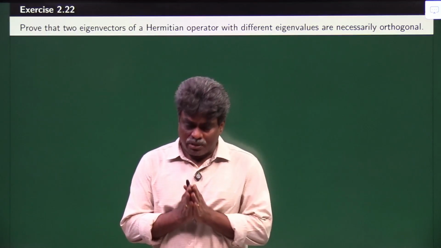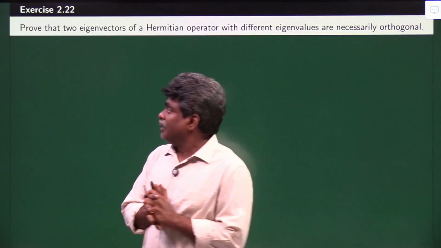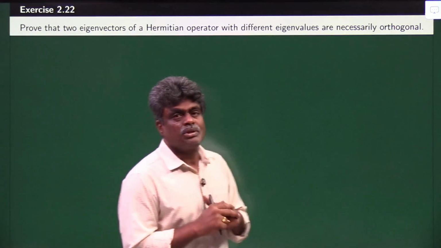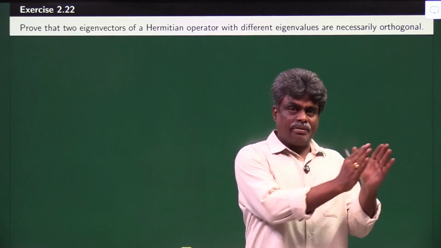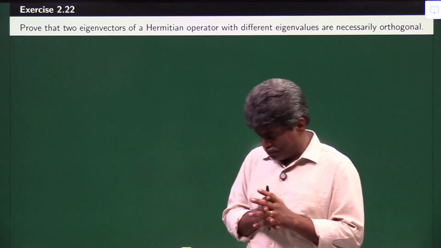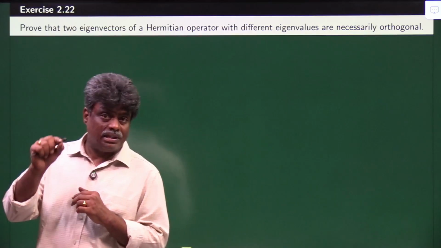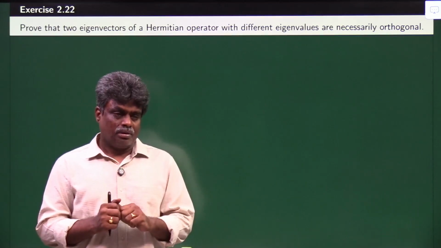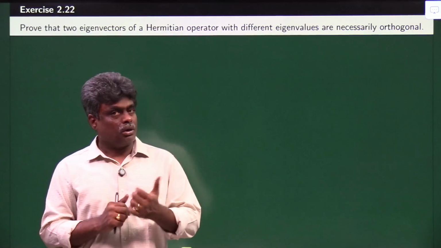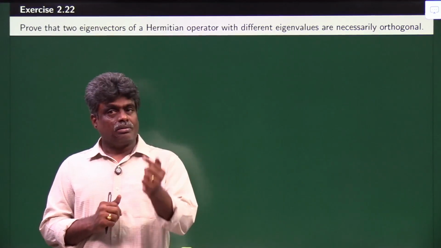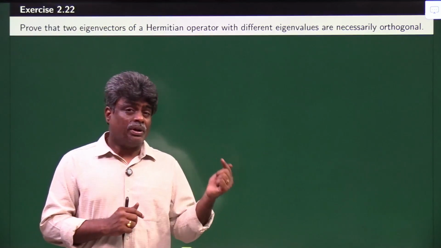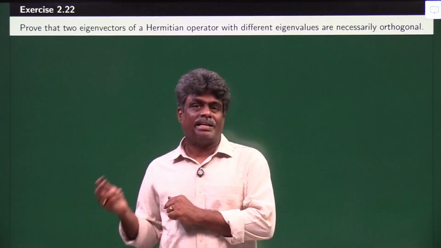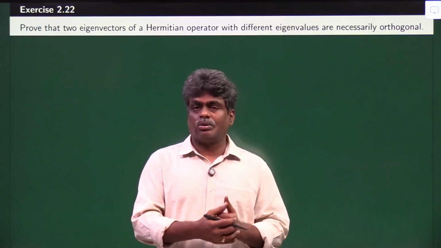So here we are solving the solutions of quantum computation, and this is the next problem. Here they have given one Hermitian operator, and it is having two eigenvectors, let us say psi1 and psi2, corresponding to two distinct eigenvalues, lambda1 and lambda2. Then we have to show that these eigenvectors are orthogonal. So two eigenvectors corresponding to a Hermitian operator which is having two distinct eigenvalues are always orthogonal.